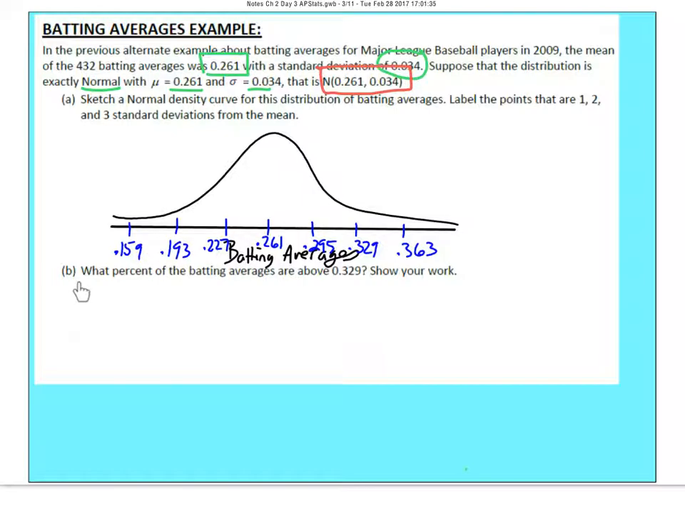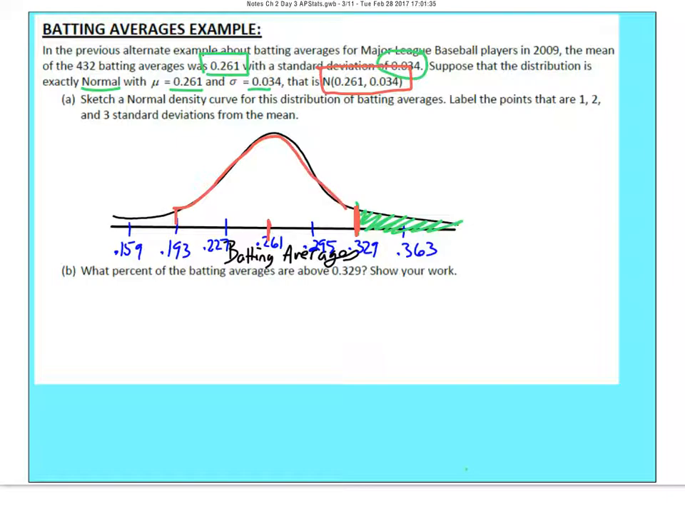Okay, part B, what percent of batting averages are above 0.329? Showing your work on here, if we look at the curve, 0.329 is here. They want to know above, so they want to know the area in that little tail. You're going to have to be creative and think about how to do this problem. Now, what we see here is, if this is our mean, we are 2 standard deviations from the mean. So I'm going to go to the right and to the left.